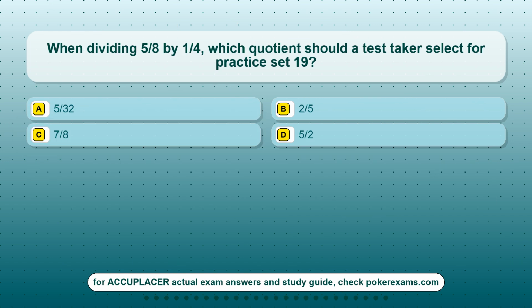Question 12. When dividing 5/8 by 1/4, which quotient should a test taker select for practice set 19? Option A, 5/32. Option B, 2/5. Option C, 7/8. Option D, 5/2.